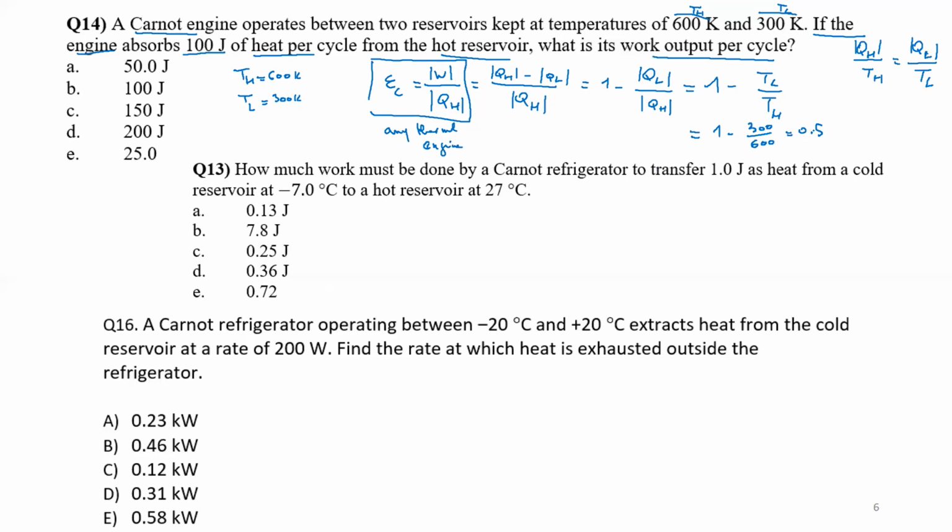So this is equal to work divided by input heat. So I know input heat, by the way. What is the input heat? The input heat is 100. So that means that the output work here is just half of 100, which is 50. Is it clear? Okay. Very simple.